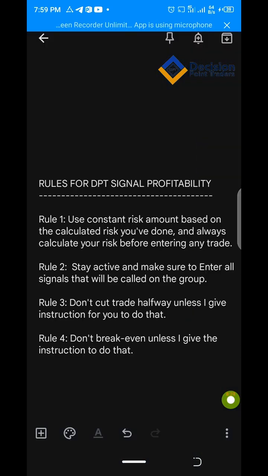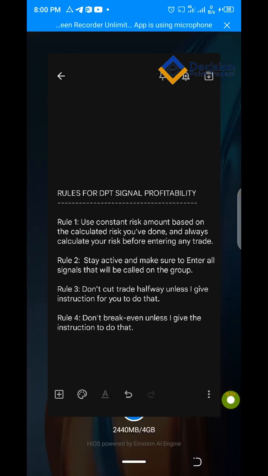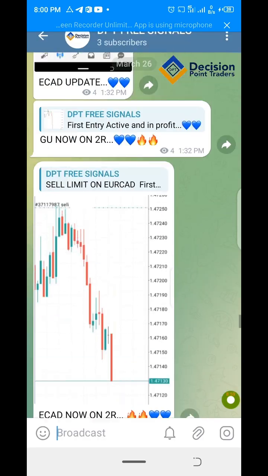Rule 4 says don't break even unless I give the instruction to do that. Most of the time we don't break even at all. In fact, I may not even ask you to break even, because a trade might get to 2R, go back to entry, and then still go and deliver. If you have break even, that means you are going to lose the money that you are supposed to make that day. So make sure you follow all these rules so that you can remain profitable for the signal service, however you want to call it. That's how the signal works for you to be profitable.